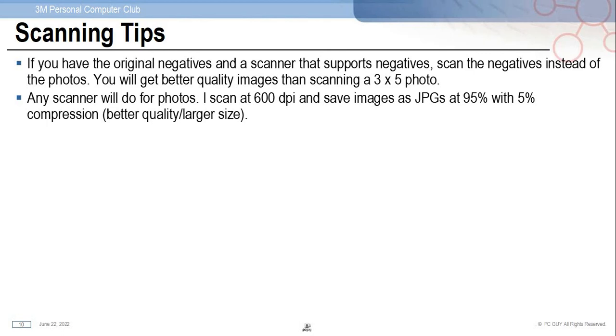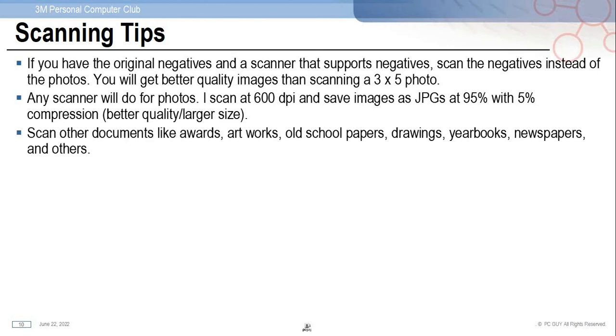I mentioned here almost any scanner will do for photos. If you have a multifunction printer, or your son or daughter or anybody has one, all of those have scanners built into them. Any of those devices would work for scanning, and they're all capable of at least 600 DPI, which stands for dots per inch, and they can save the images at a high quality. It takes a little more file size, but you do end up with a high quality image.